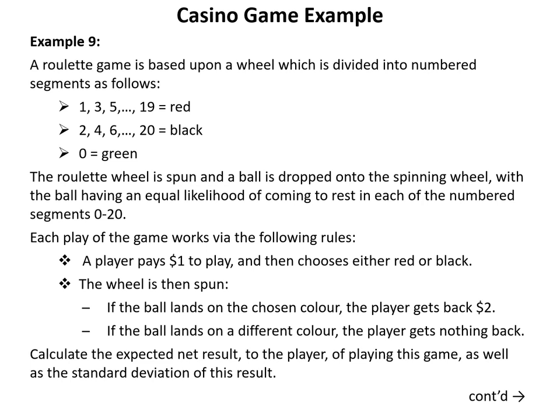The way the game works is that the roulette wheel is spun and a ball is dropped onto the spinning wheel, with the ball having an equal likelihood of coming to rest in each of the numbered segments from 0 to 20. Each play of the game works via the following rules. First, a player pays $1 to play and then chooses either red or black. They can't choose green. Then the wheel is spun. If the ball lands on the color that the player has chosen, then they get back $2. If the ball lands on a different color, they get nothing back. In other words, they lose the $1 that they paid. And the question asks to calculate the expected net result to the player of playing this game, as well as the standard deviation of this result.